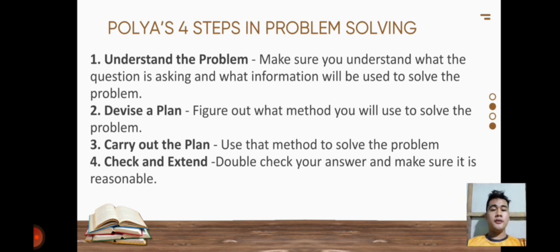Lastly, we have check and extend. Double check your answer and make sure it is reasonable. This is the step in which we evaluate if our answer is correct, and also if our chosen method is effective or not. For further elaboration, examples will be given by the next discussants.